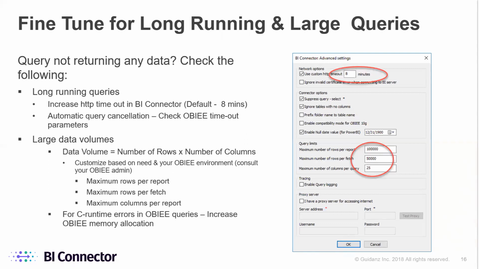And the last thing that you should also check for C runtime errors in OBIE queries is the memory allocation in your OBIE system. So you need to configure these values based on your requirement and the OBIE environment.